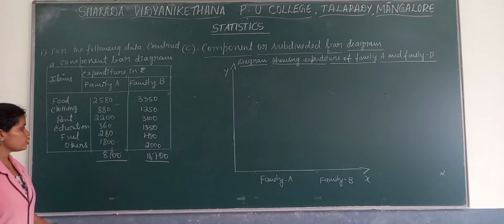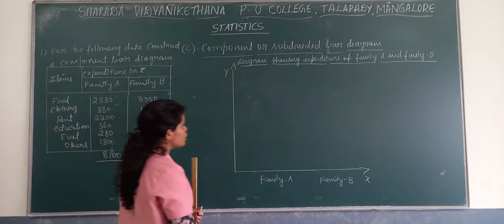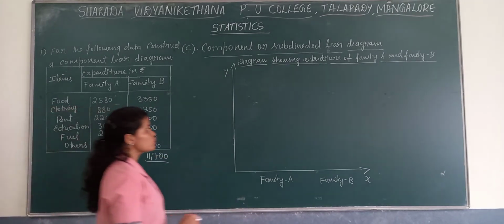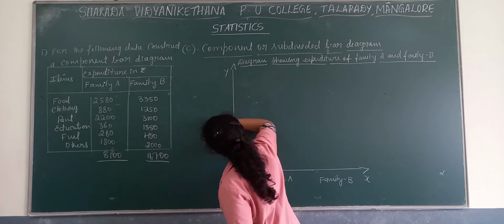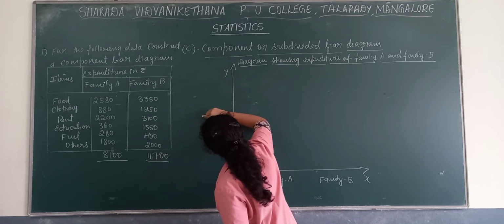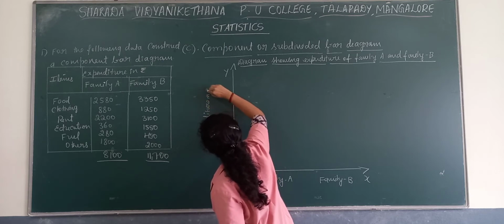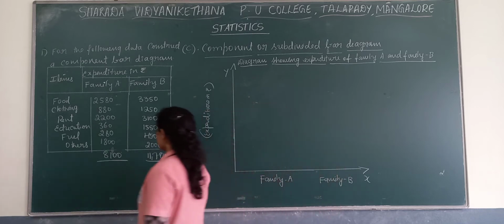Now the total magnitude is 8100. For that total we need to draw the bars. Before that, what do we need to represent on the y-axis? Here we need to represent expenditure in rupees.